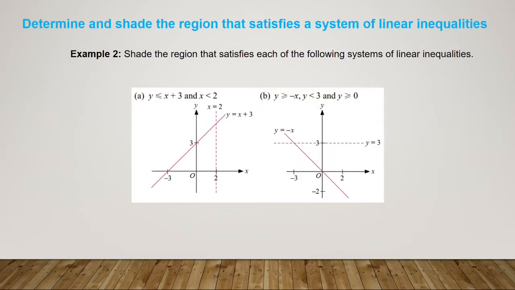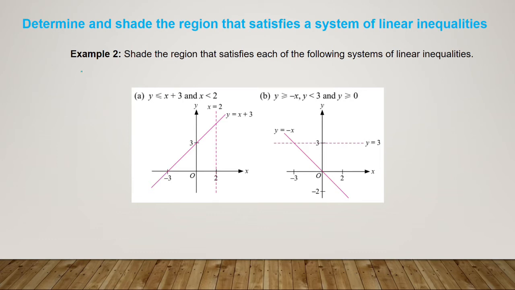Now we look at the second question, second example here. Determine and shade the region that satisfies a system of linear inequalities. So example 2, shade the region that satisfies each of the following systems of linear inequalities. We look at diagram A first. Y is less than or equal to x plus 3 and x is less than or equal to 2.